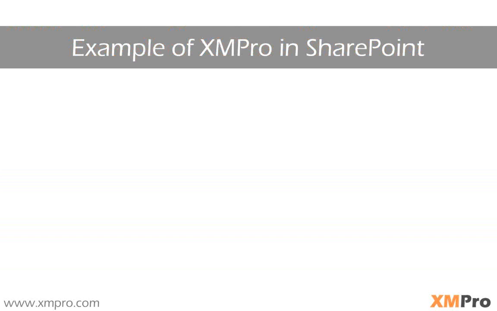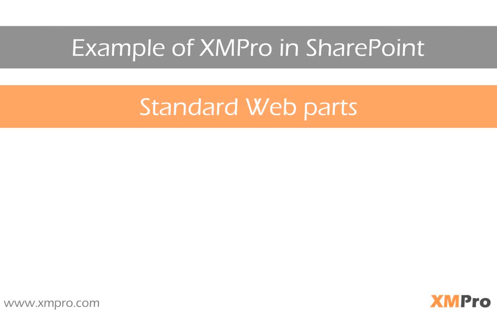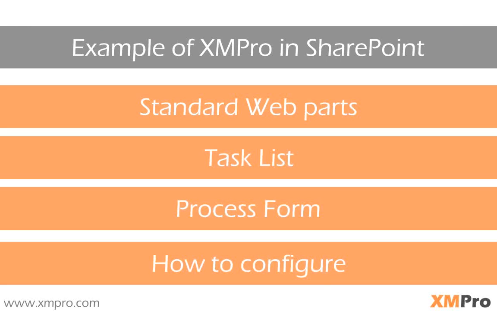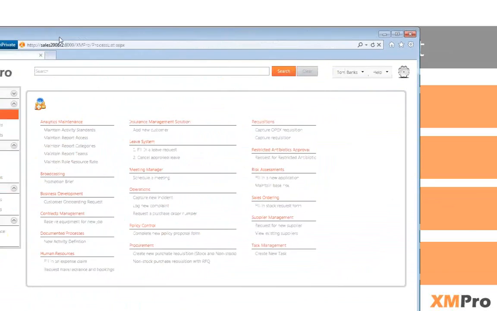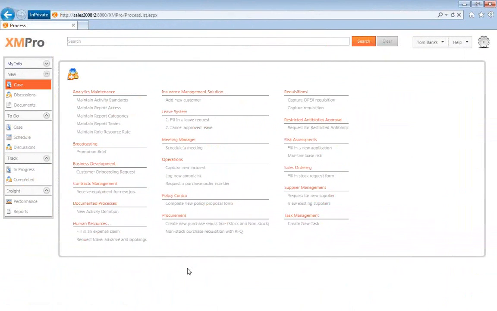We're going to work through an example of XMPro in SharePoint, and we're going to touch on a few items. The first one is the standard web parts, a task list, and the process form: how we render it in SharePoint, what it looks like, and what components are available in it. Lastly, how to configure these web parts within SharePoint. I'm going to leave the PowerPoint there and bring across the web interface.